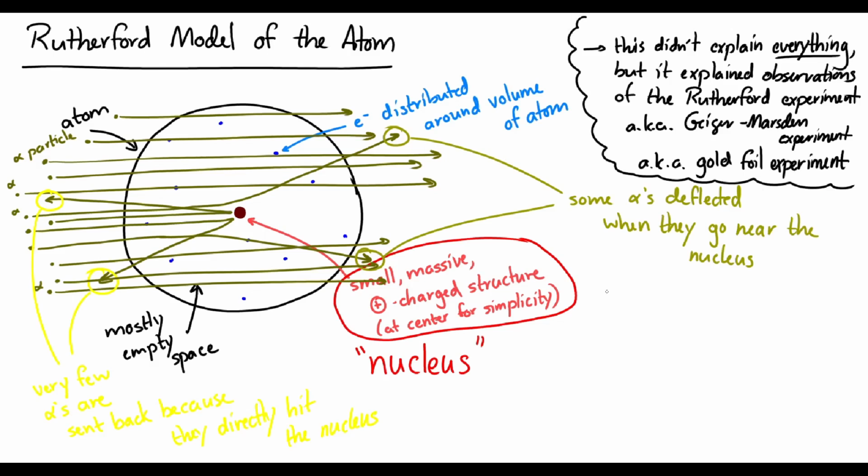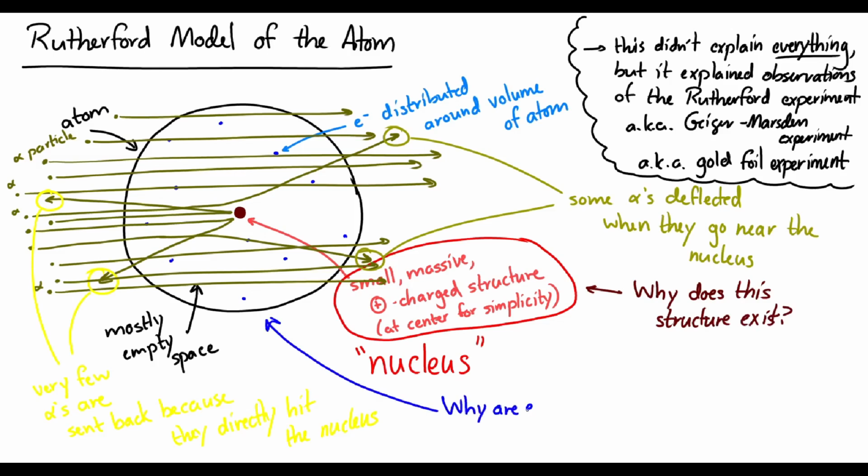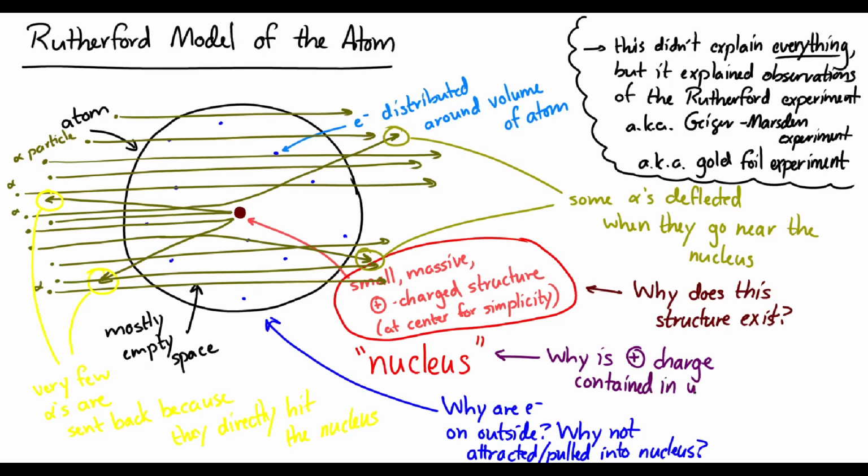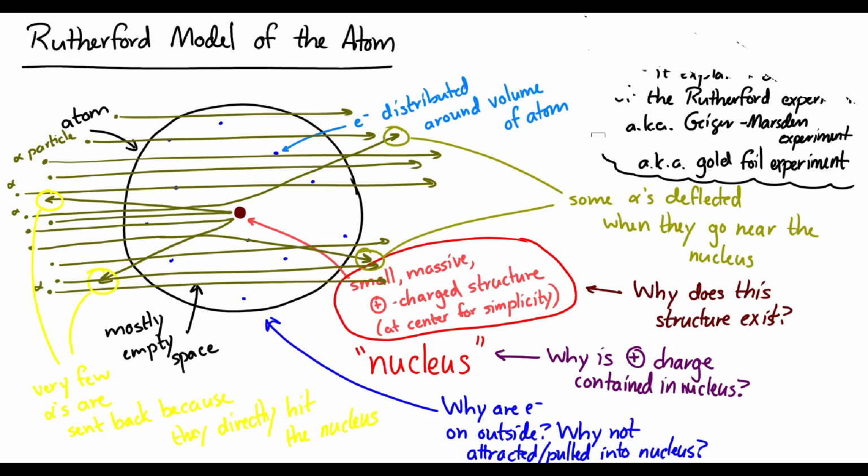But it did not explain why the structure existed. It didn't explain why the electrons were on the outside. It seems like the electrons should be attracted to the positive charge in the nucleus and just go in there. It also didn't explain why the positive charge was collected in a nucleus. Shouldn't positive charges repel each other? Why is it all collected in one place? So it didn't answer everything, but it explained the observations.